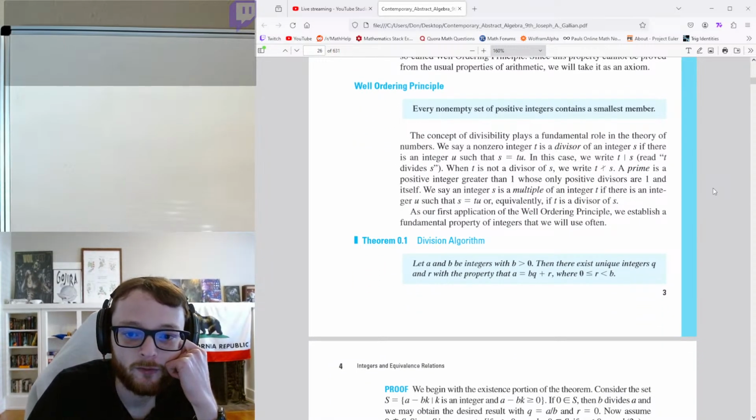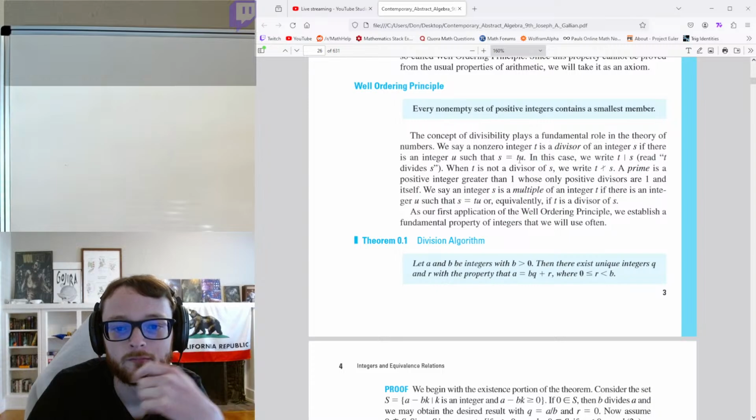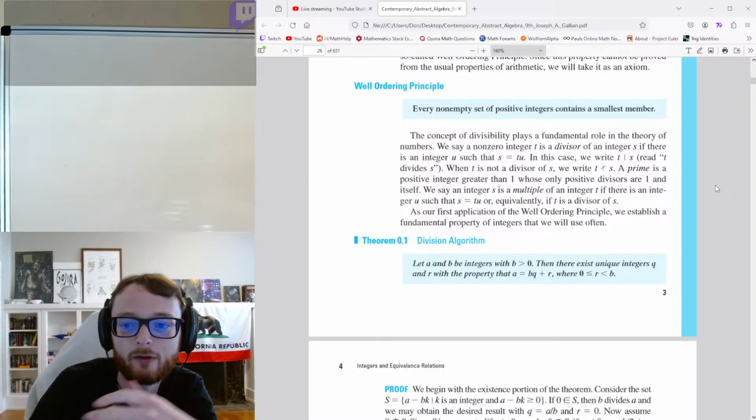The concept of divisibility plays a fundamental role in the theory of numbers. We say the non-zero integer t is a divisor of an integer s if there's an integer u such that s equals tu. In this case, we write t divides s.